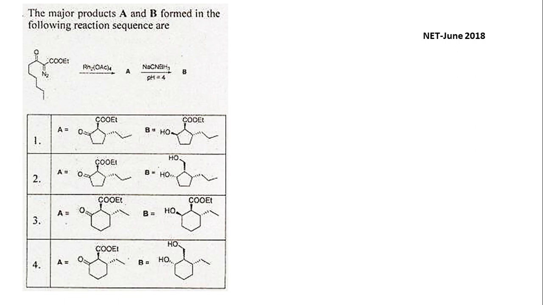Here, if it is not properly visible, I am just saying it is rhodium acetate, Rh2(OAc)4. We have a diazo compound. First we are getting A, then sodium cyanoborohydride, we are getting B. So in presence of this reagent also, there will be generation of carbene. So first structure, in this position there will be generation of carbene by removal of this diazo group. Okay.